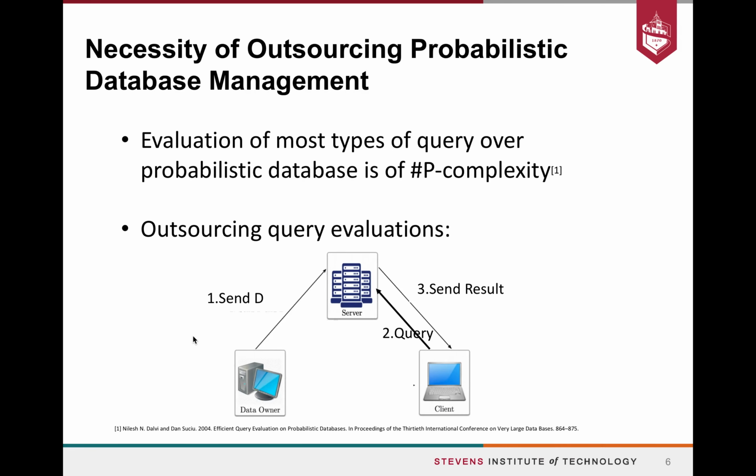According to the literature, the evaluation of most types of query over probabilistic databases is sharp-P complete. So it is necessary for a data owner with a probabilistic database but limited computational power to outsource the query needs to a service provider. In this framework, the client submits queries to the server, and the server just returns the query results to the client while charging the data owner based on the amount of resources that have been consumed.